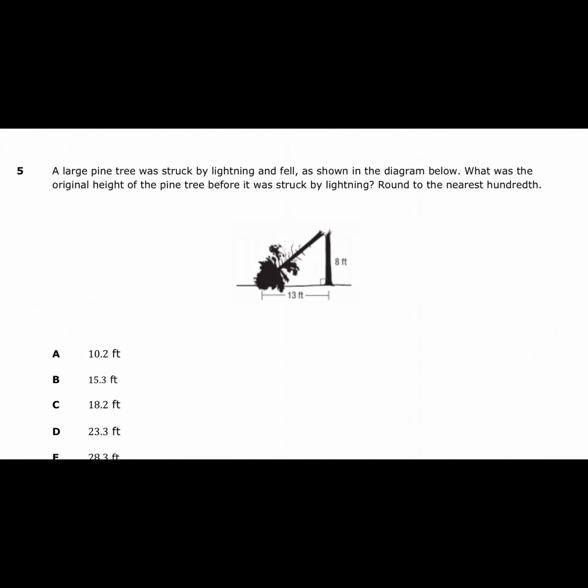Okay, so let's take a look at number 5. It says a large pine tree was struck by lightning and fell as shown in the diagram. What was the original height of the pine tree before it was struck by lightning? Round to the nearest hundredths. So they want to know how tall this tree was before it was struck by lightning. In order to know that, I would need to take this length right here that has fallen and bring it back up standing upright, right? So in order to do that, I first need to figure out what this length is.